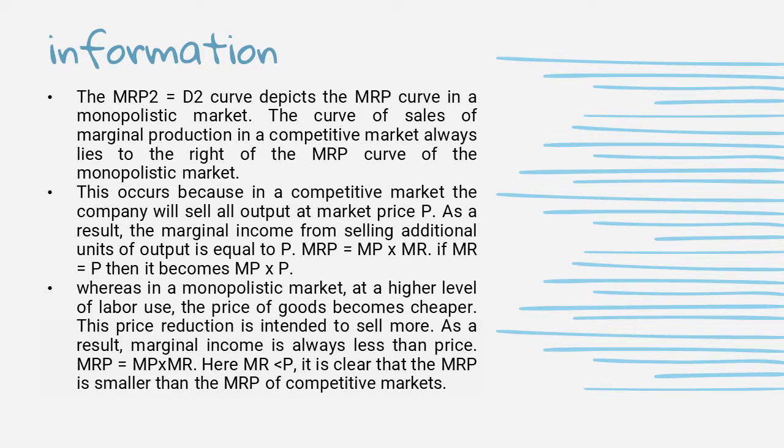Whereas in a monopolistic market, at a higher level of labor use, the price of goods becomes cheaper. This price reduction is intended to sell more. As a result, marginal income is always less than price. Then, the marginal revenue product formula equals marginal product times marginal revenue. Here, marginal revenue is lower than price. It is clear that the marginal revenue product is smaller than the marginal revenue product of a competitive market.